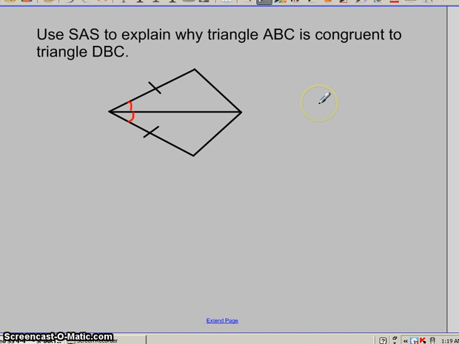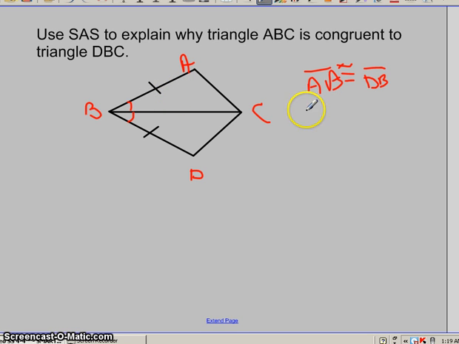Alright, we got an example to use here. Looks like it's on the same concept as what we just worked a second ago. Let's call this B, C, this will be D, and this will be A. So let's see what we're given. We're given that segment AB is congruent to segment DB. And that's given to us.